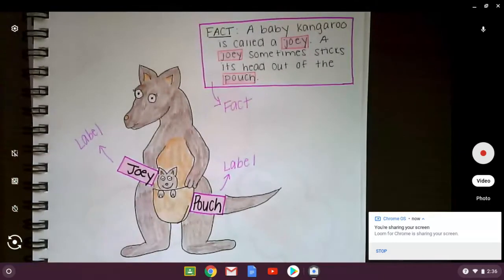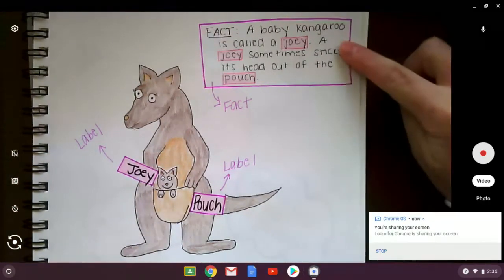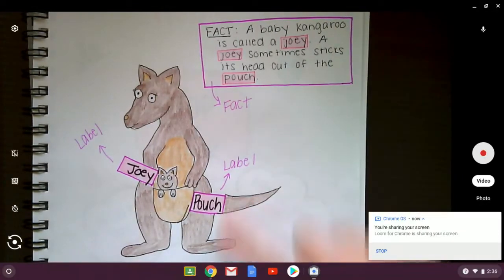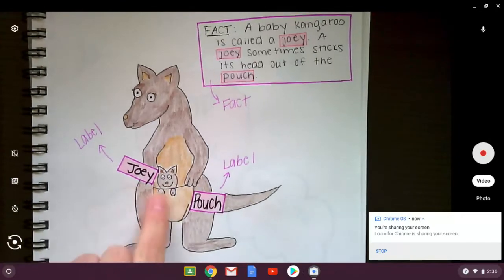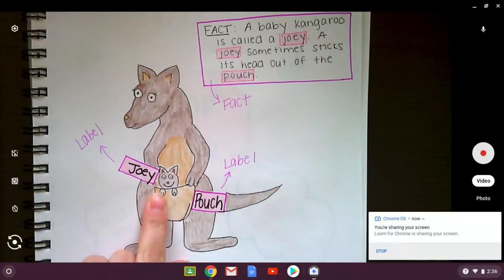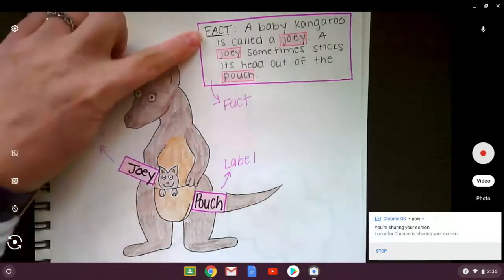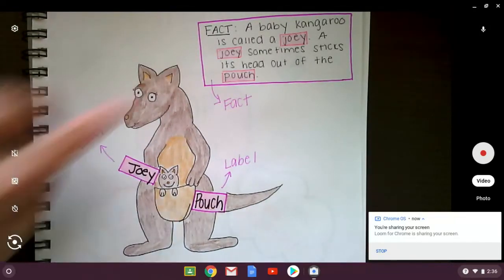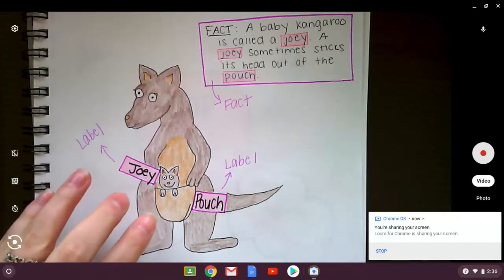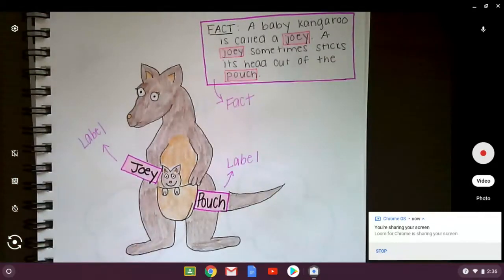So in the example that we used last week, the fact was that a baby kangaroo is called a joey. Then in the picture, there's a close-up of the joey and a label labeling that joey, so that we can connect the fact to the picture and what it looks like, and help us clarify what that fact is in our brains using this picture. So in some cases, and in the examples that we're going to look at today, captions can act like labels too.